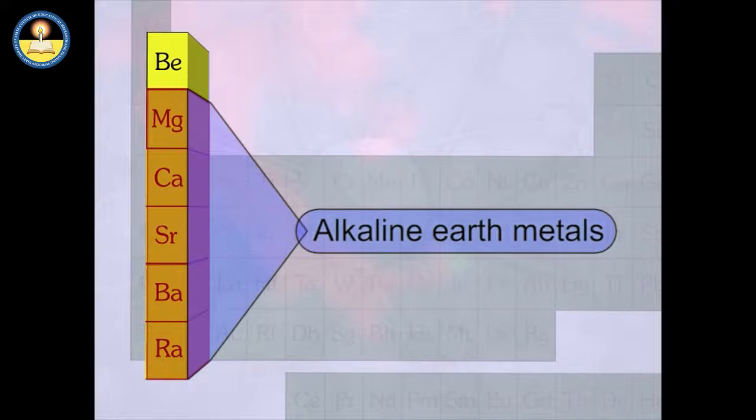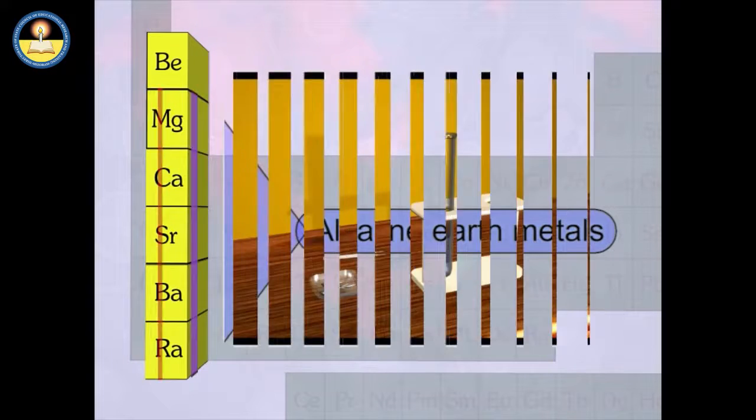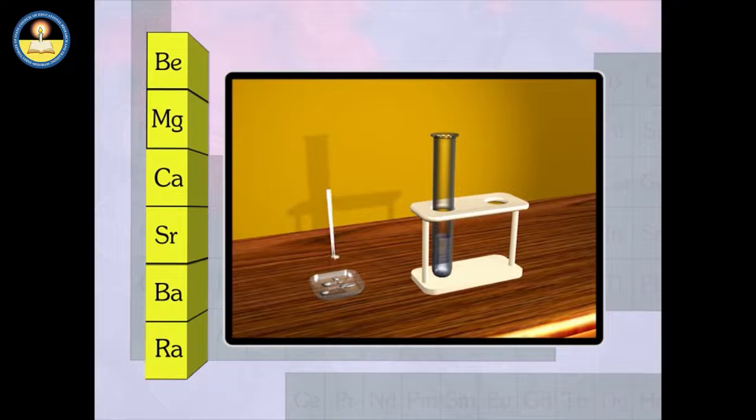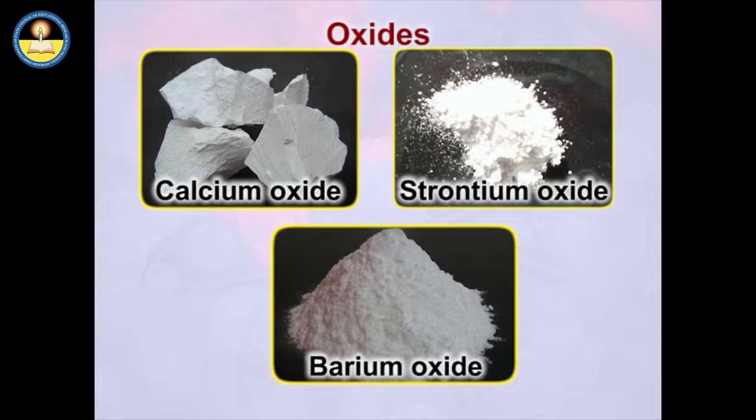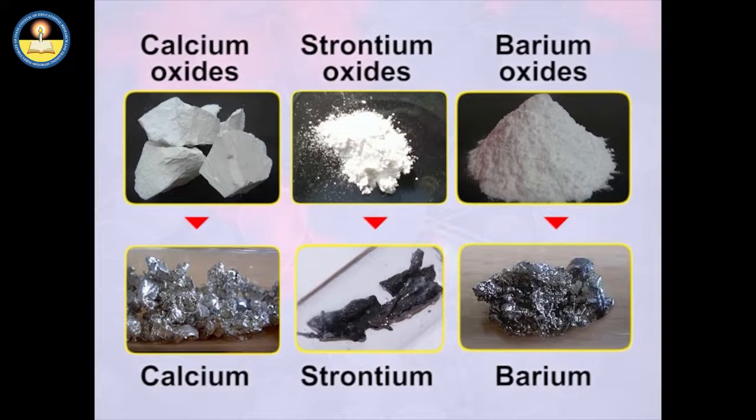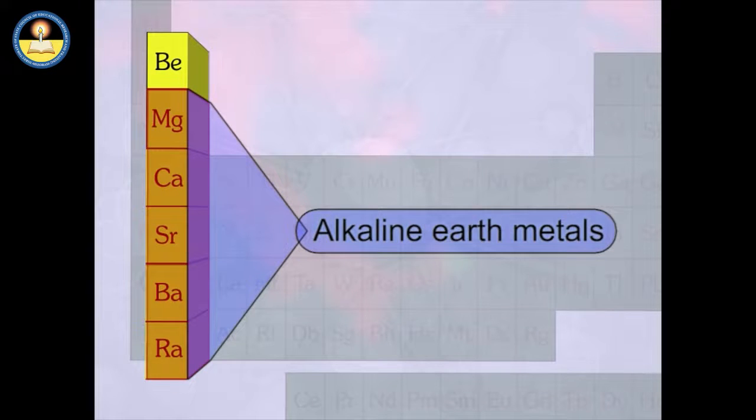With the exception of beryllium, they are known as alkaline earth metals. Beryllium shows anomalous behavior compared to the rest of this group. The oxides of these elements are similar to those of alkali metals and dissolve in water to form hydroxides or alkalis. The oxides of calcium, strontium and barium are also quite stable to heat and do not decompose even on strong heating. These metal oxides and their metals are also called alkaline earths. At present, all the elements included in the family are known as alkaline earth metals.